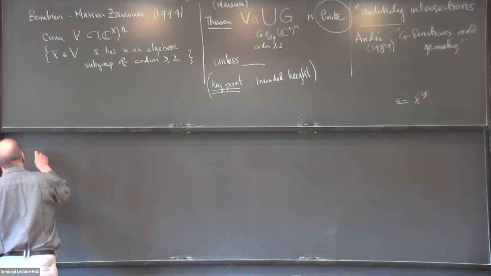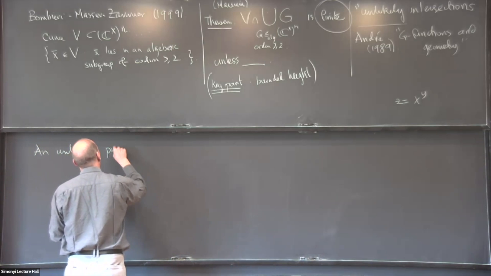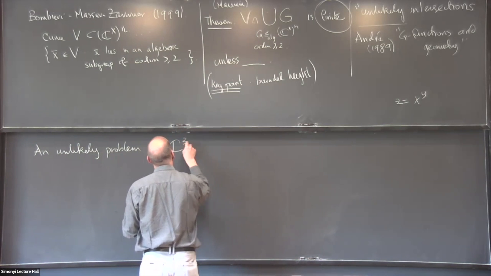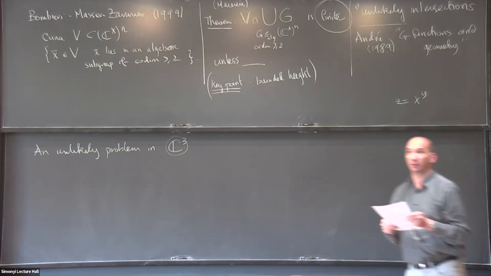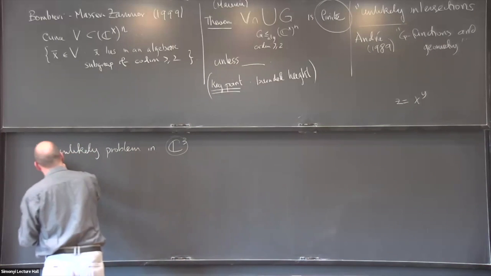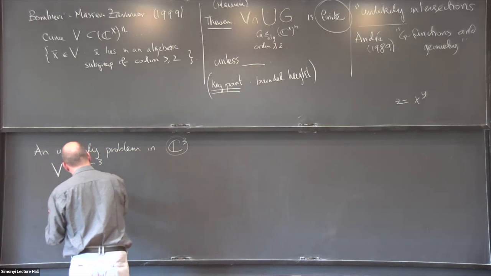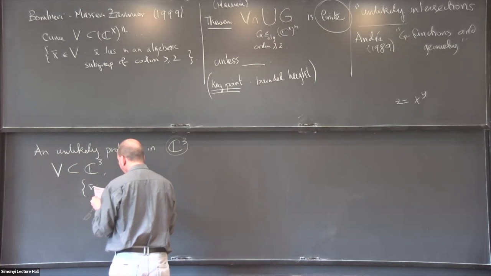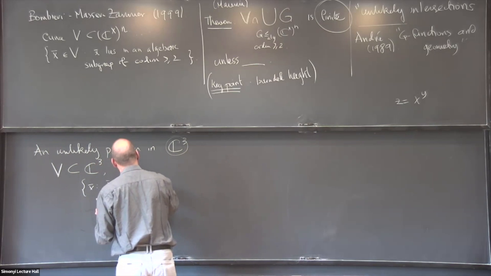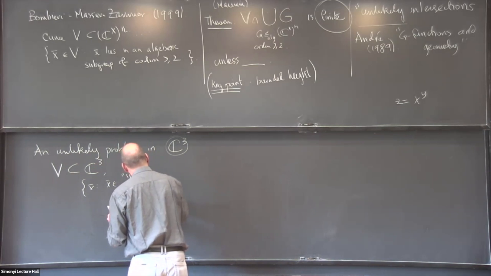But to return to unlikely, so this is now an unlikely problem in C cubed, where now we view C as being the moduli space of elliptic curves parameterized by the J function. We're going to consider exactly this problem. I'm going to take a curve in C cubed and I want to look at the set of points which are contained in a special subvariety of codimension at least 2.